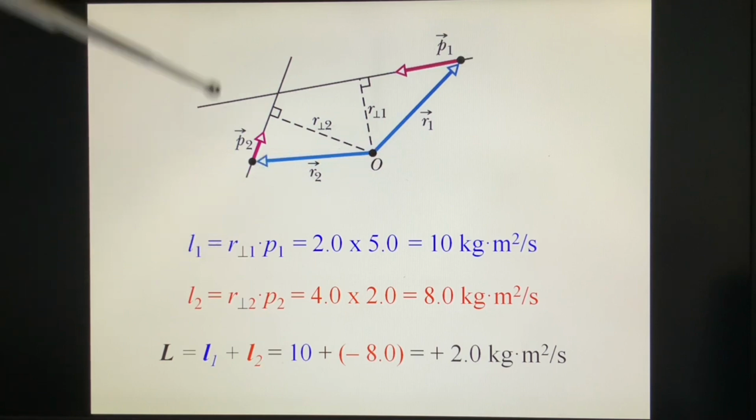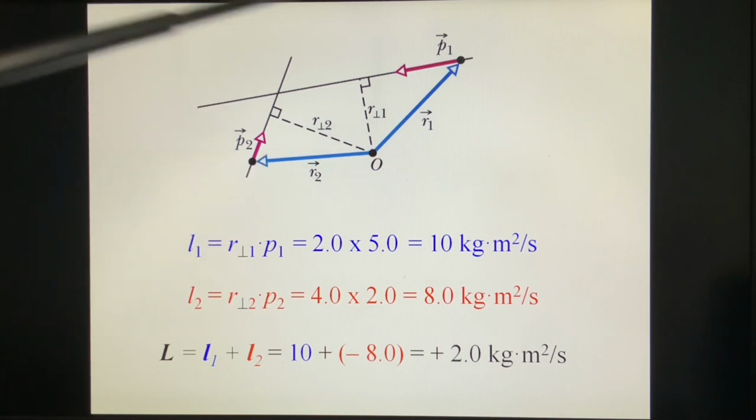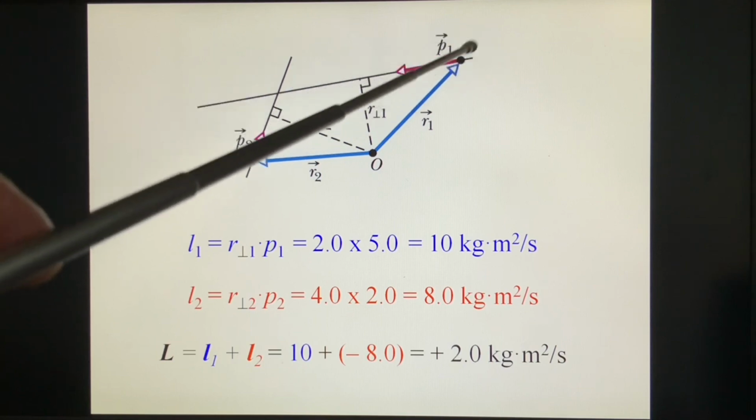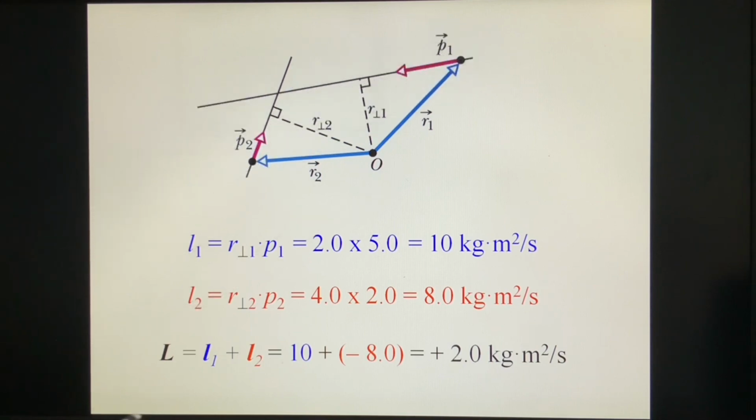RP, this is inward direction. So they are in opposite directions. So assume outward is positive, then this is negative. So when we put them together, one is positive, one is negative.